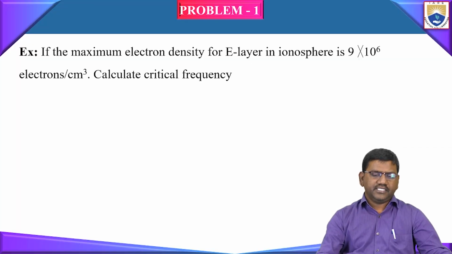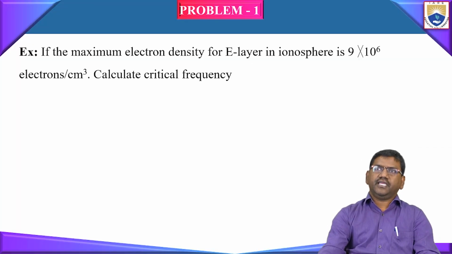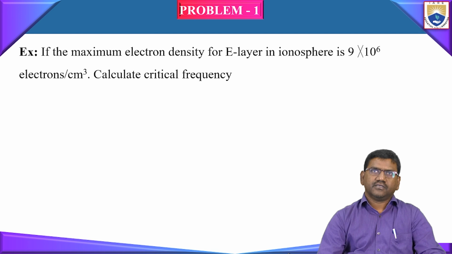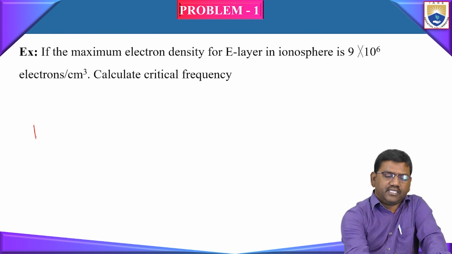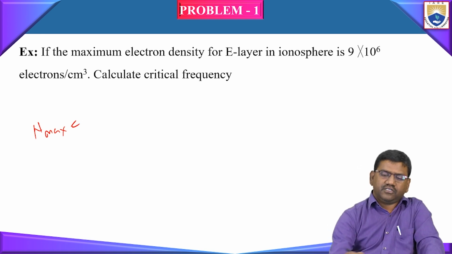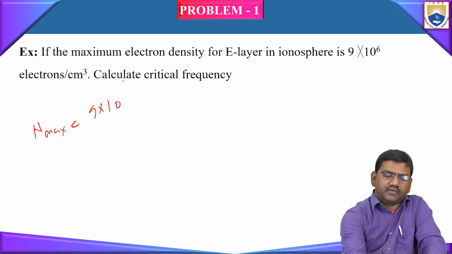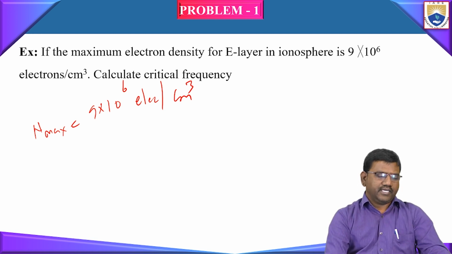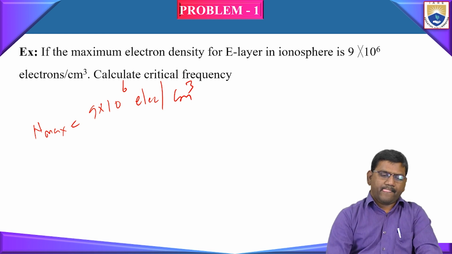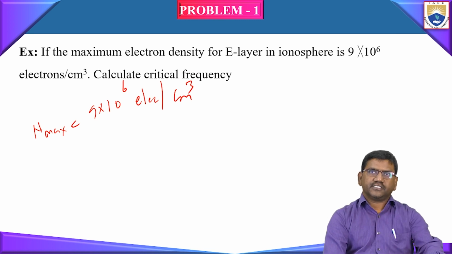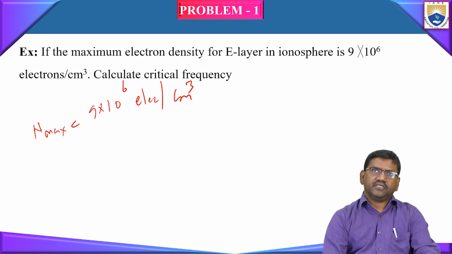If the maximum electron density for E layer in ionosphere is 9 into 10 power 6 electrons per centimeter cube, calculate the critical frequency here. The maximum electron density is denoted by the symbol N max. N max is given as 9 into 10 power 6 electrons per centimeter cube. Here we need to have an idea whether the units are given in centimeter or meters, as we are going to calculate the frequency in SI units.